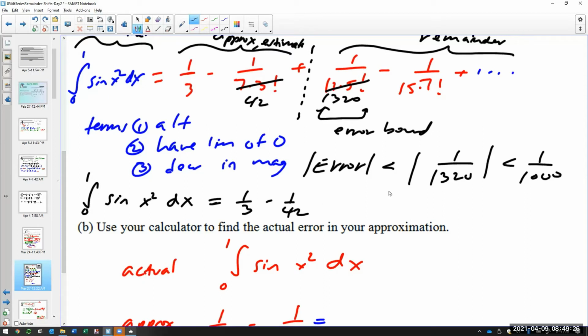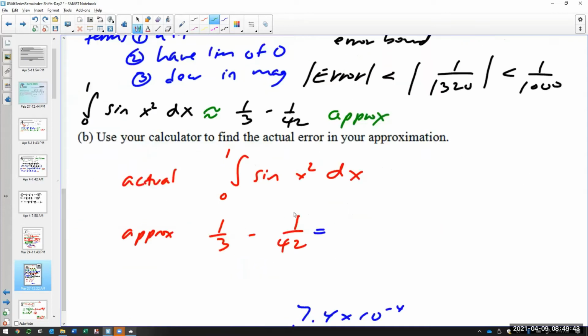The approximate value, oops, this should be a squiggly. Guys, this should be a squiggly because this is the approximate value. The approximate value is 1/3 minus 1/42, because everybody goes with the actual versus the approximate. So if I wanted to know my error, you just go into your calculator and put these numbers in.